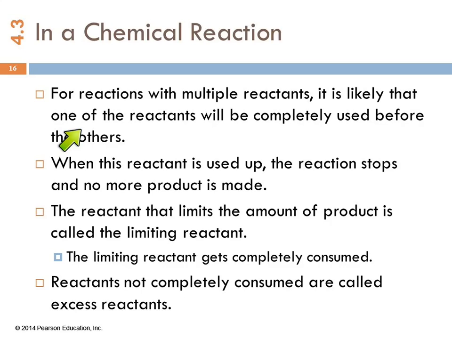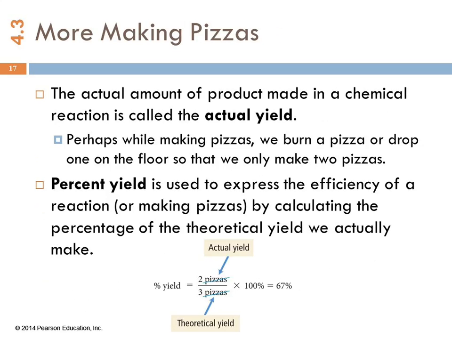So usually you're going to have one reactant that's going to get used up. When that gets used up, reaction stops. Just like making pizzas, you run out of sauce, it stops. That reactant limits the product. It's called the limiting reactant. The other reactants are called excess reactants because there's extra of them. And we can go back and figure out how much of them gets left over if we want to.